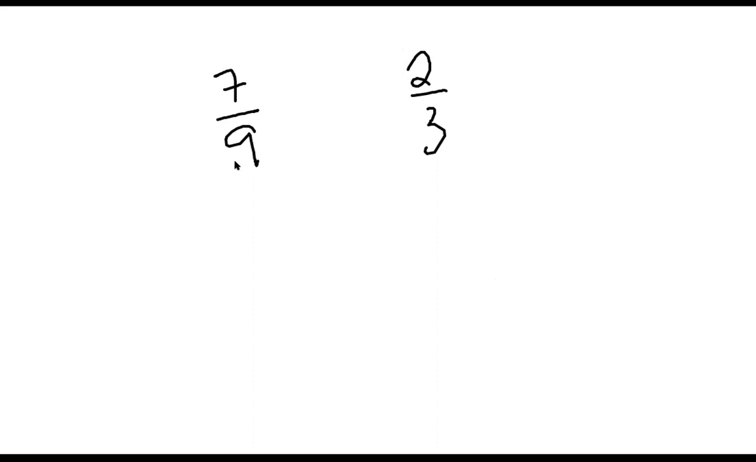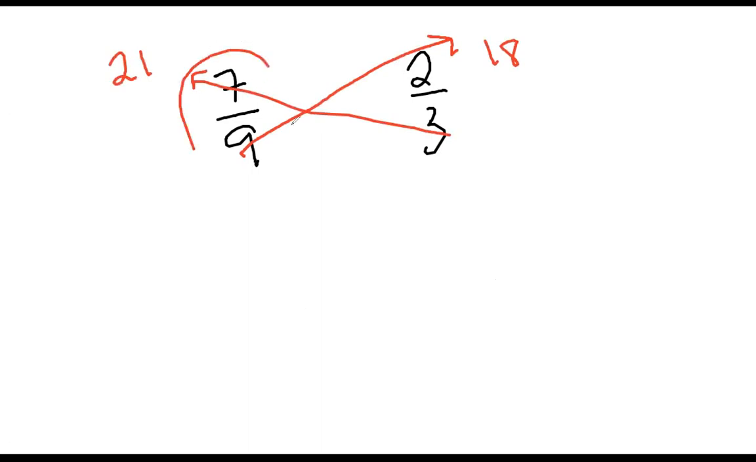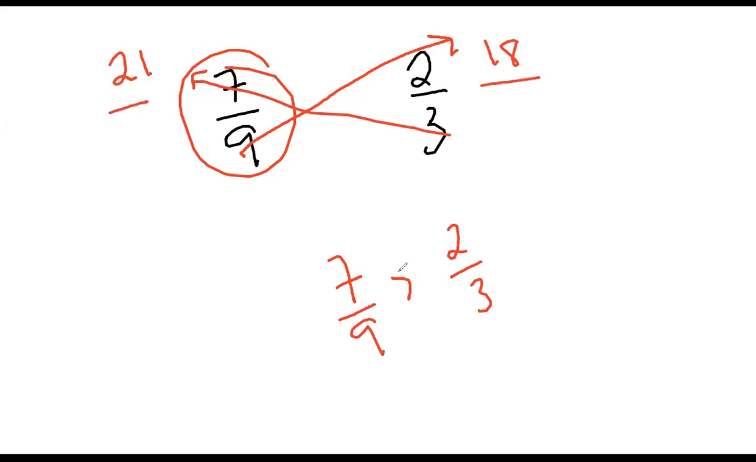So what's 9 times 2? 9 times 2 is 18. What's 3 times 7? 21. So which fraction is bigger? 7 over 9 is bigger. That's how we compare our fractions. Okay? Cross multiplication to compare them. So 21 is bigger than 18. 7 over 9 is bigger than 2 over 3.